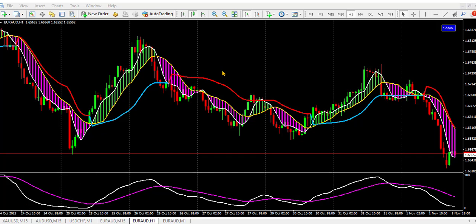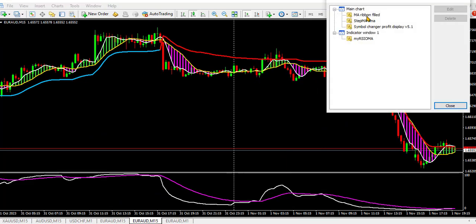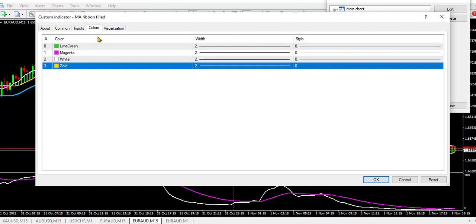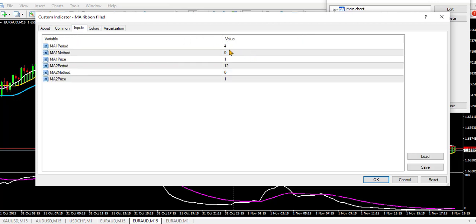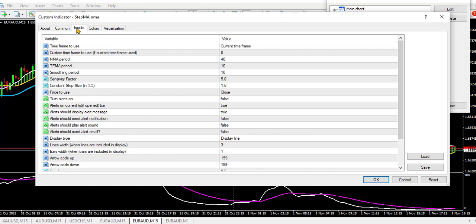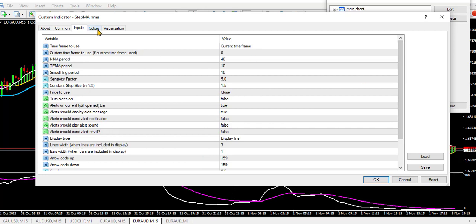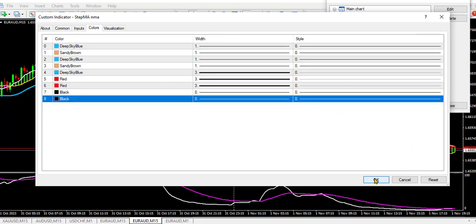Now let me show you the settings for all the indicators I use for this particular strategy. So the first indicator here is MA Rebound. This will turn to lime green and magenta. These are the inputs. The MA period is 4, MA method is 0. Just pause the video and set it up, or you use my template. And the second indicator is the Taper MA indicator, and these are the values. You can pause the video and set it up yourself, or you use my template.